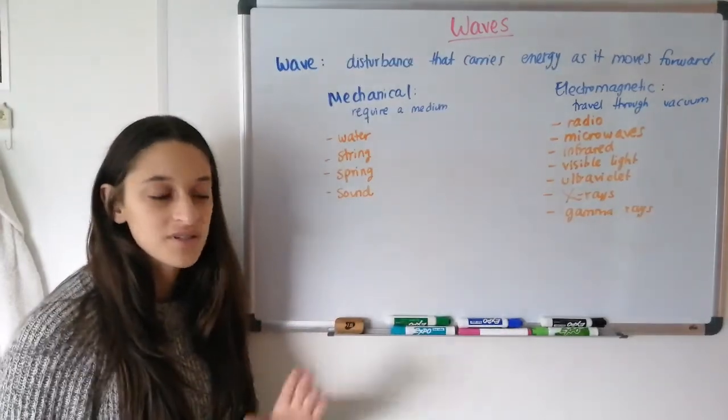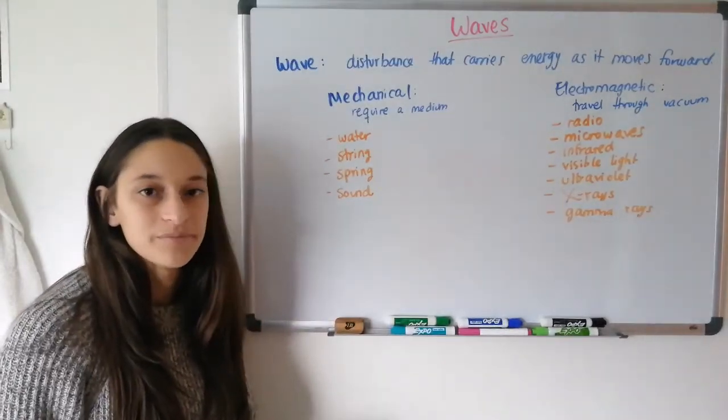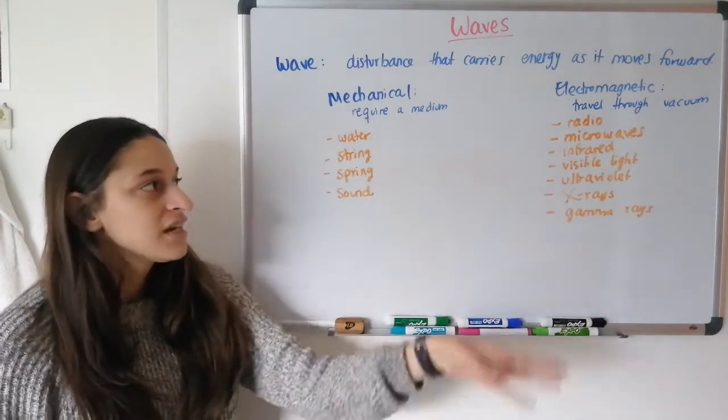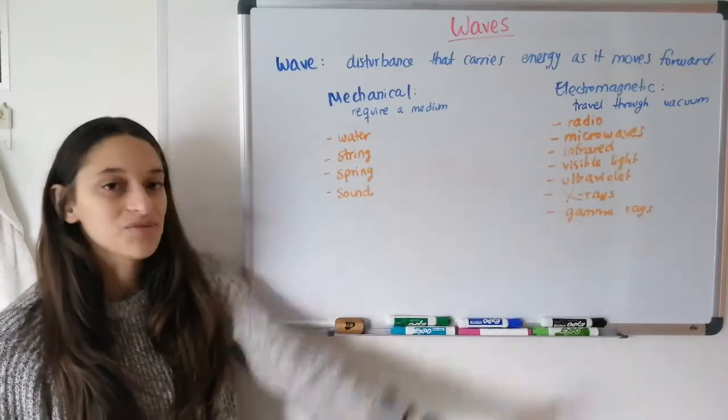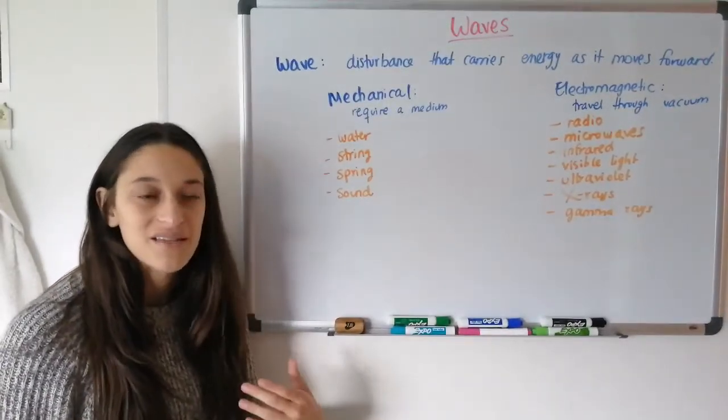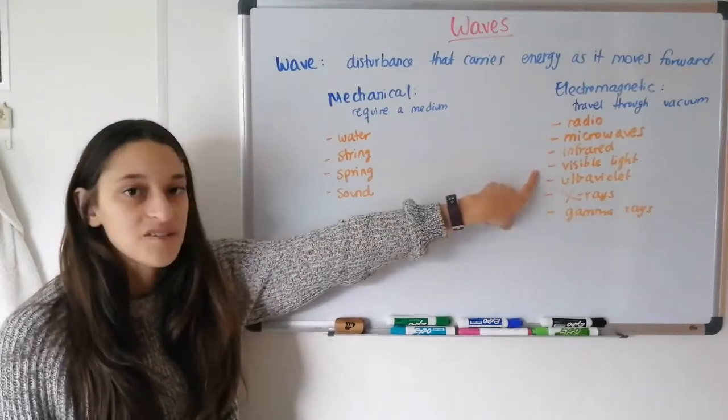But just for now, you need to know that there are some waves that need to move something, atoms, pieces of string, pieces of water, something to move so that they can move through it. And some waves, which are the electromagnetic waves, don't require a medium and they can travel through space. That's why we see the light from the sun.